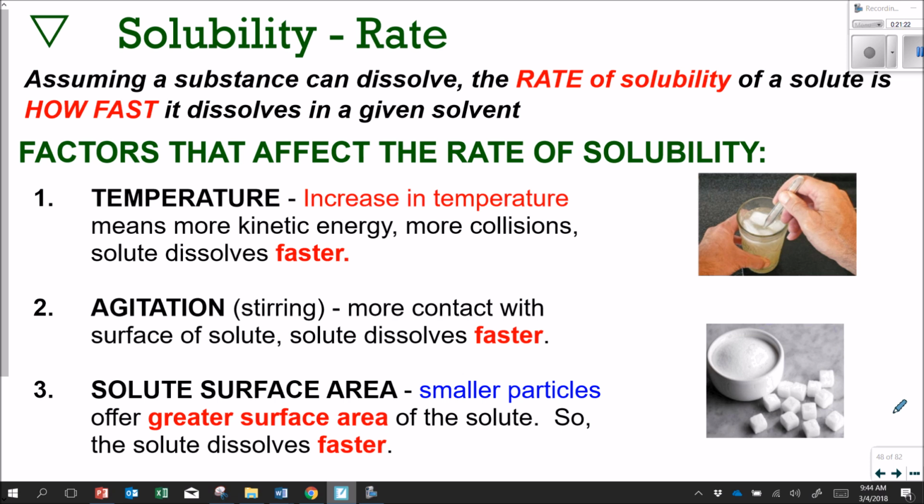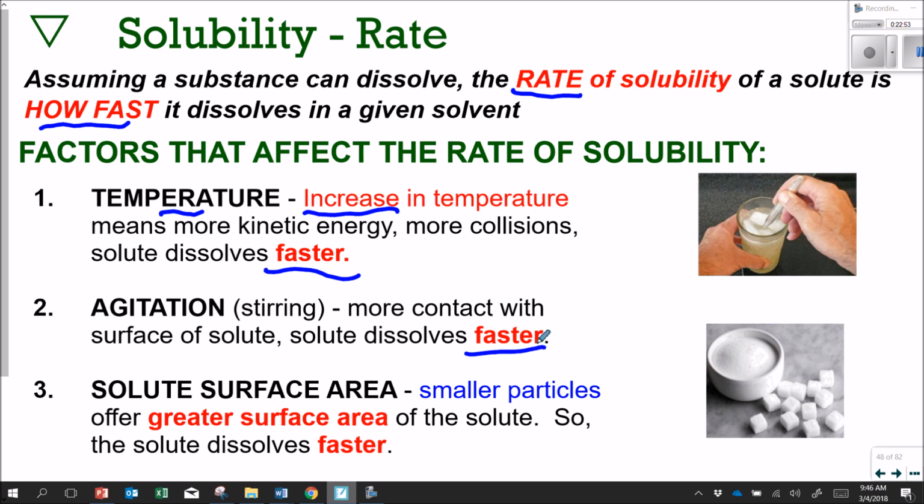Finally, we are going to look at the rate of solubility. If a substance can dissolve, the rate of solubility of a solute is how fast that it will dissolve. So there are three factors that affect the rate of solubility. One is temperature. So if we increase the temperature, there is more kinetic energy, more collisions, so the solute will dissolve faster. Agitation or stirring or shaking, we have more contact with the surface of the solute particles. So again, if you have agitation, you will have the solute dissolve faster.